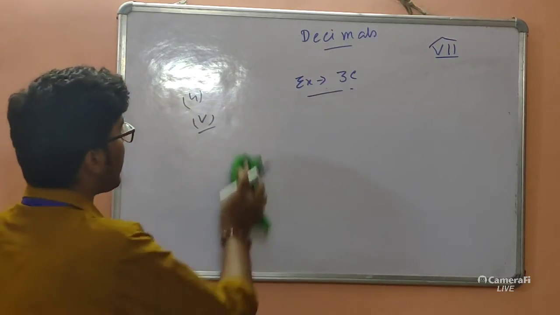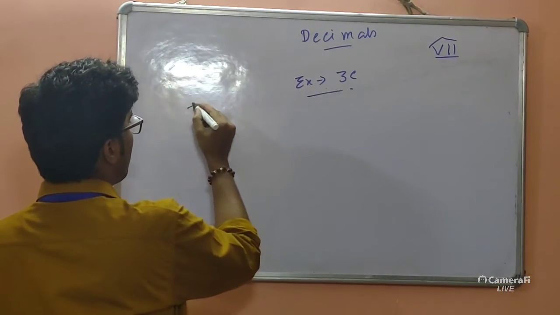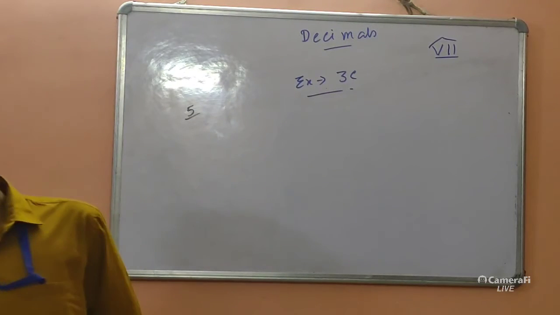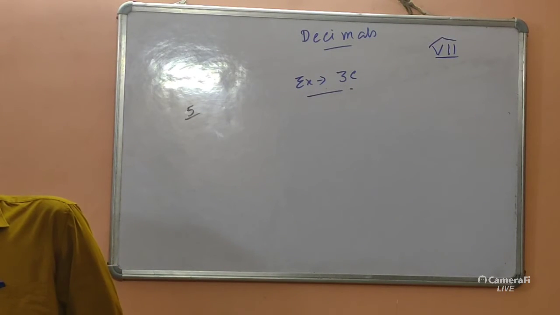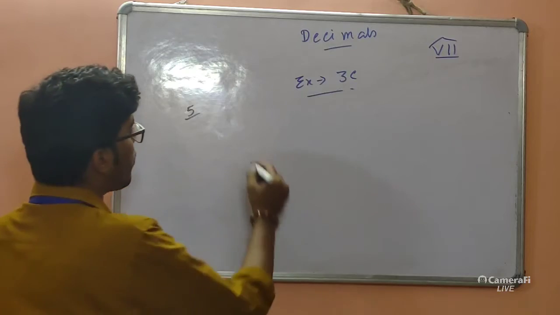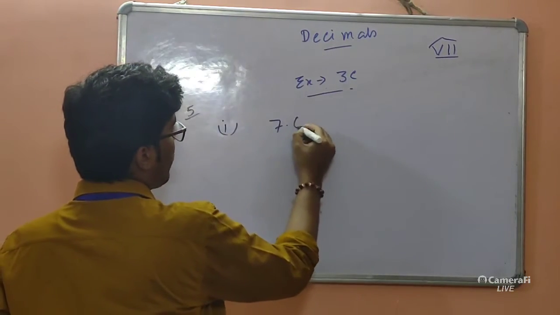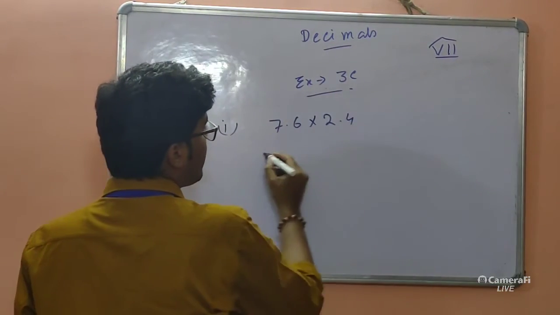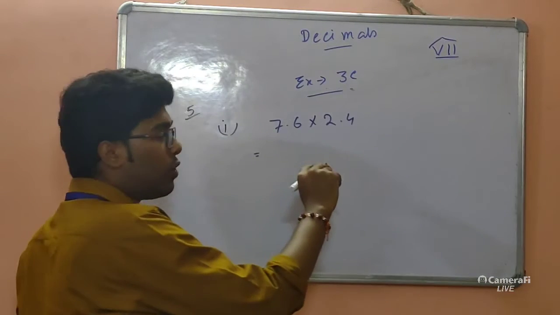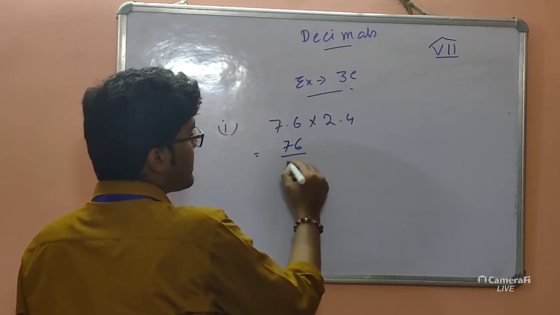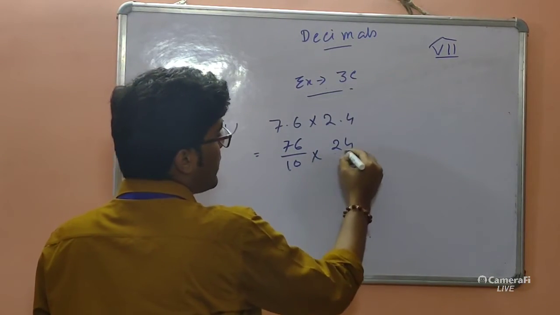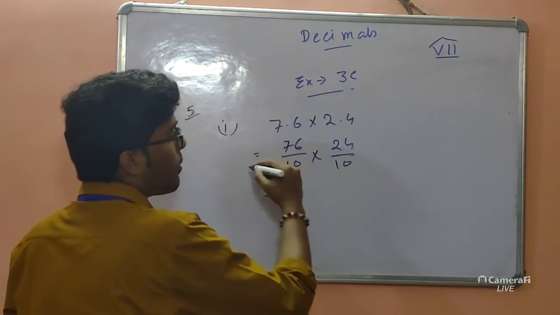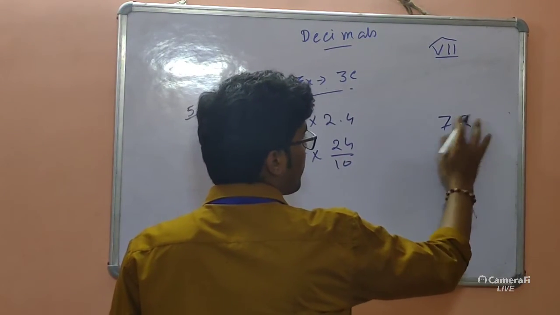Let us do question number 5. What it says, find the product. 7.6 into 2.4, same thing. Each of them converted into a fraction. So this becomes 76 by 10 and this becomes 24 by 10. So now multiply 76 into 24.